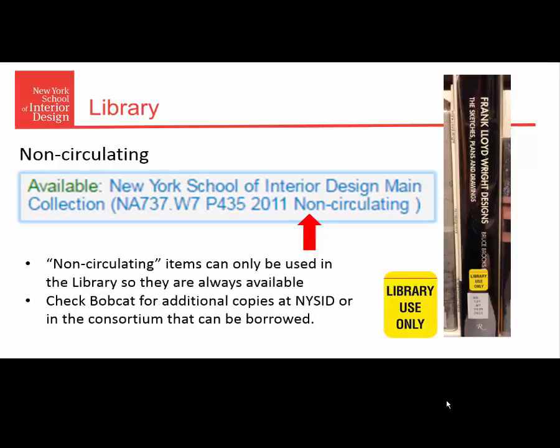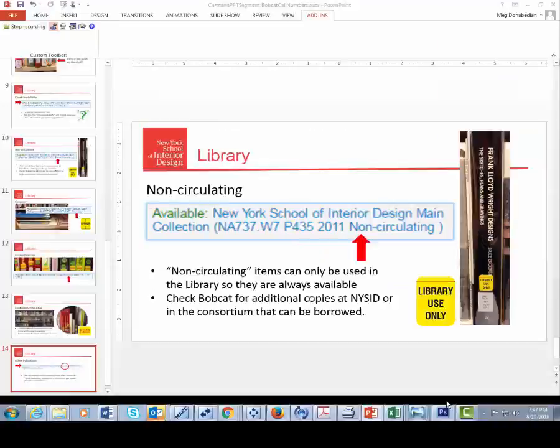Non-circulating books can only be used in the library, often due to their being in high demand. While you can't take these books out, it means they'll always be available. These books will have a yellow sticker on the spine that says library use only. You might also want to check Bobcat for additional copies either at NYSED or in the consortium that can be borrowed. Feel free to also use our scanner for any content you might want to access later.